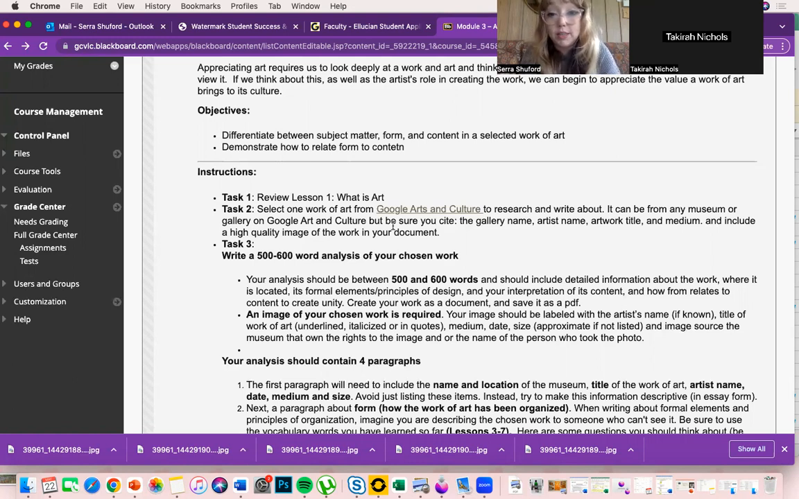And if it isn't coming from Google Art and Culture, I can't guarantee that same thing will happen there. So once you select your artwork, it can be from any museum or gallery in Google Art and Culture, but be sure to cite the gallery name, the artist name, the artwork title, and the medium, and include a high quality image of the work in your document. In the first part of the icebreaker, I show you how to create a label for that. If you need to reference back to make sure you know how to cite this properly in a vertical format, I would look back on that for sure.